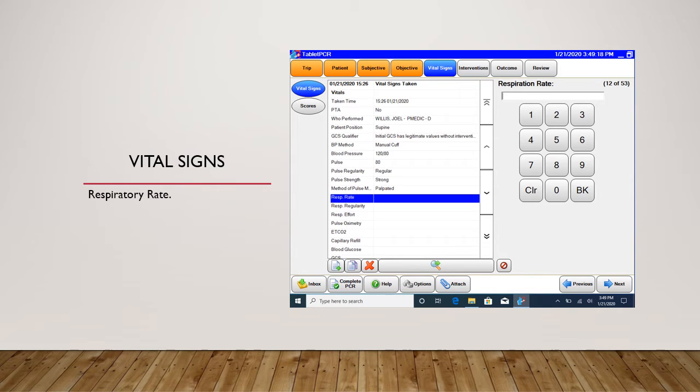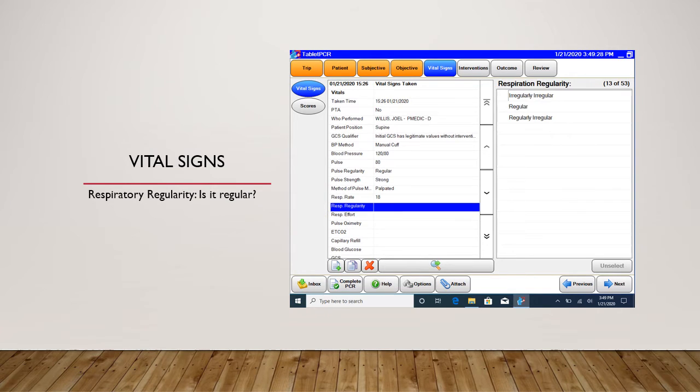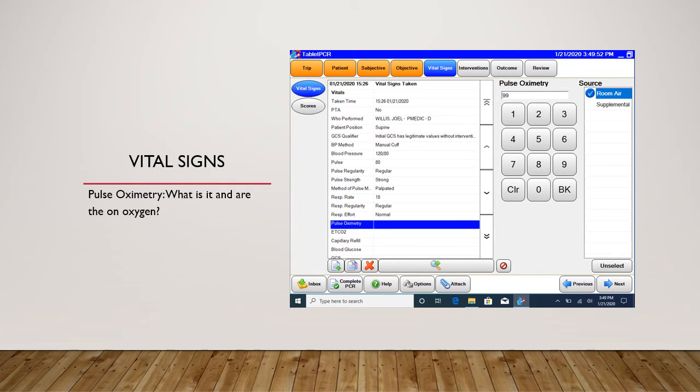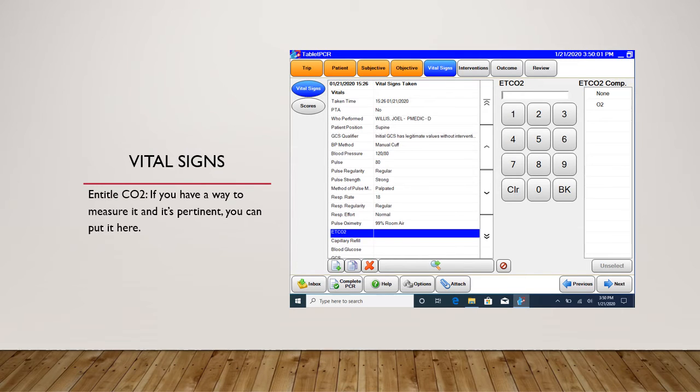Respiratory rate, what the rate number is. The respiratory regularity, respiratory effort, and what the pulse oximetry was, and were they on room air or supplemental oxygen. End-tidal CO2, if it's pertinent and you have a way to measure it, the MRX does. None of the other monitors in Madison we have will do that.